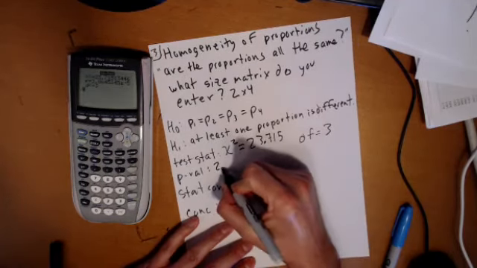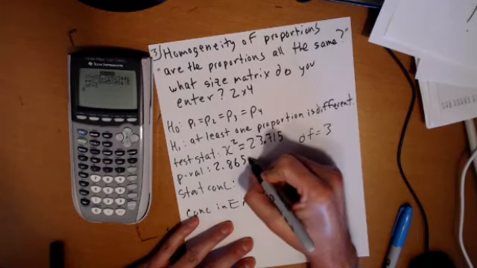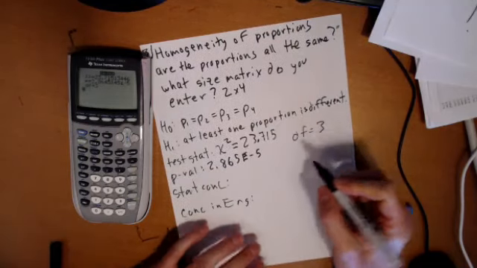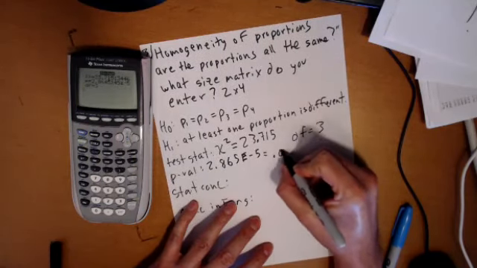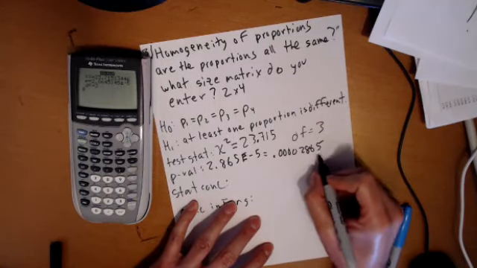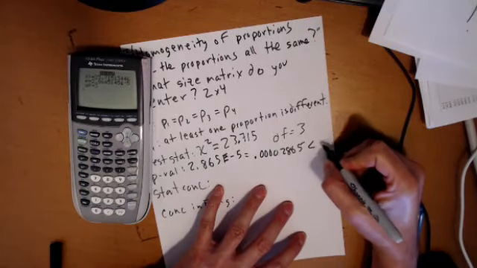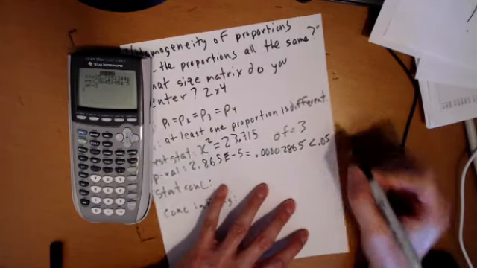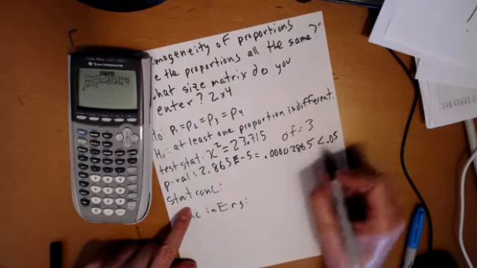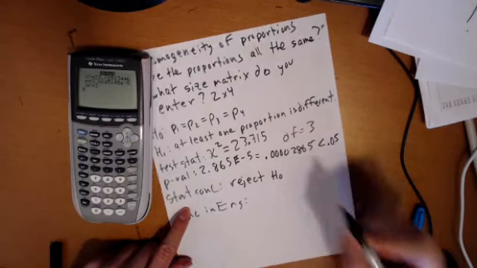P-val, 2.8645, 86, call it 5, E negative 5, which is equal to 0.1234285. Super duper tiny number. Way less than our alpha of 0.05. So do we reject? Yeah, we totally reject. It's a super duper tiny p-val. It's way less than that. We totally reject it. Reject H0.